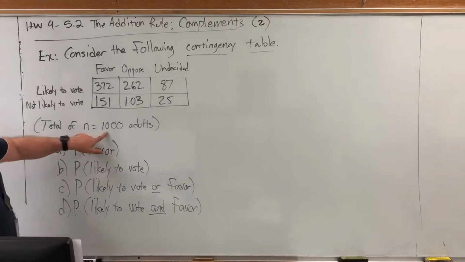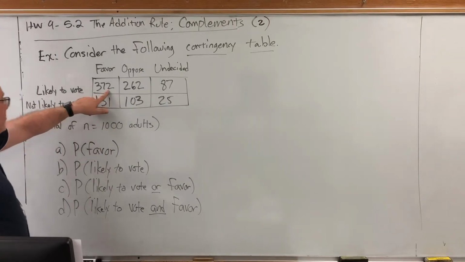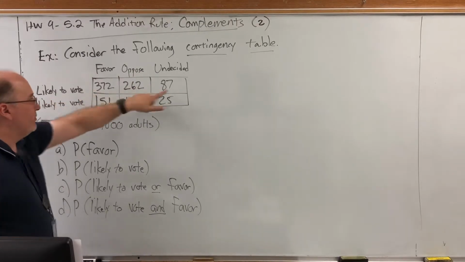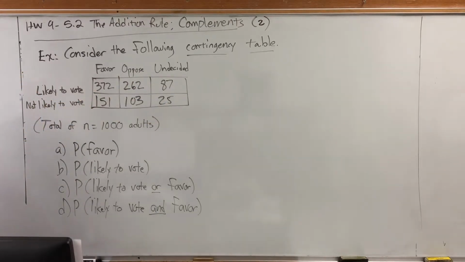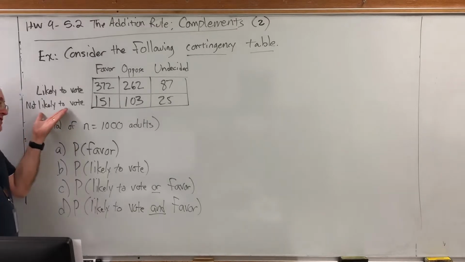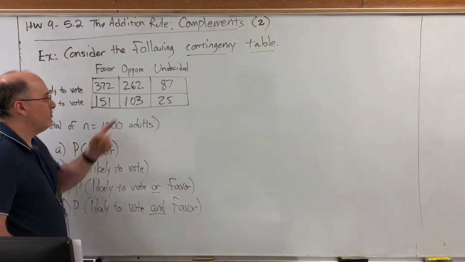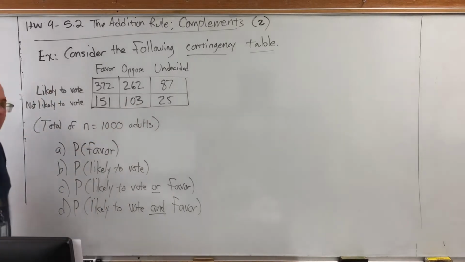Of the 1,000 adults, 372 of the likely voters favored the bill, 262 of the likely voters opposed the bill, and 87 of the likely voters were undecided. And of the ones not likely to vote, 151 favored the bill, 103 opposed the bill, and 25 were undecided about it.